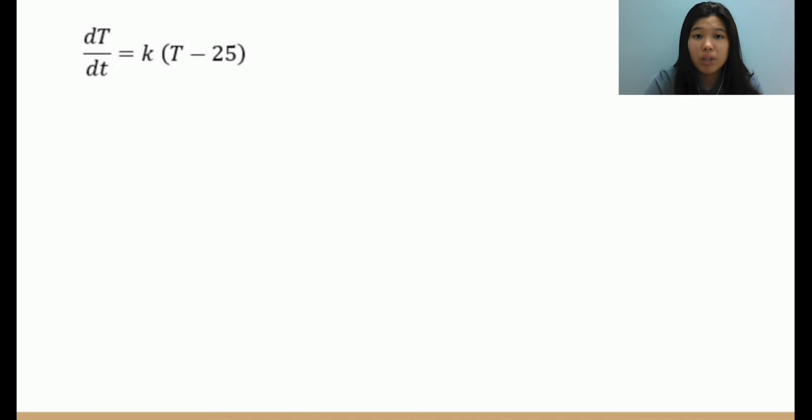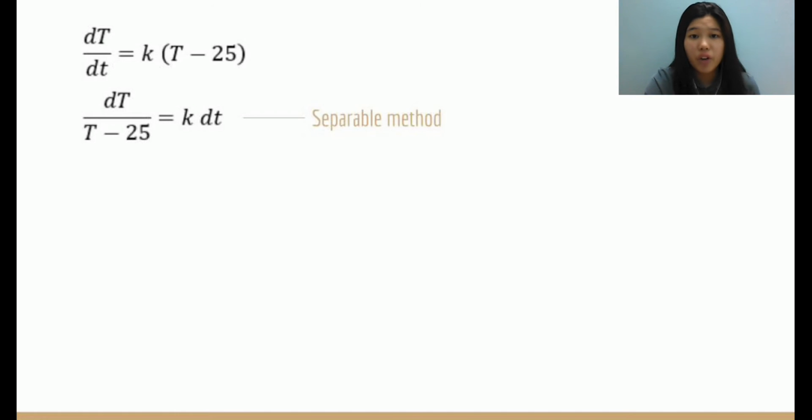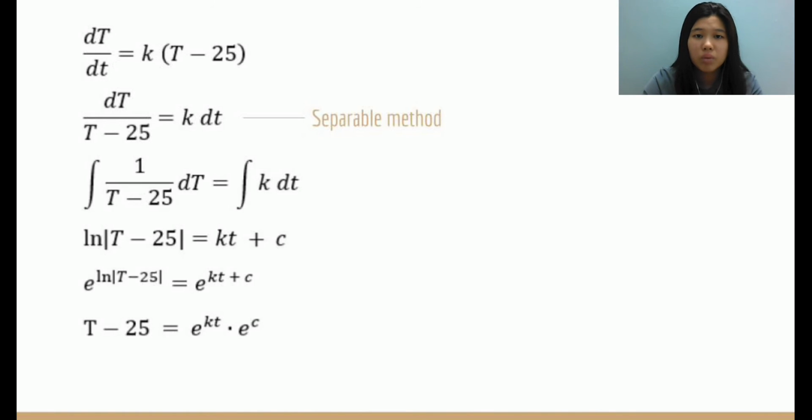The temperature of the surrounding is always a constant, which is 25 degrees Celsius. Hence, we will get the general equation dT/dt = K(T - 25). To solve for the general solution of the above equation, we have to rearrange the equation by moving all the capital T terms to one side and the others to the other side. After rearranging, we found that the equation is in the general form of a separable differential equation.